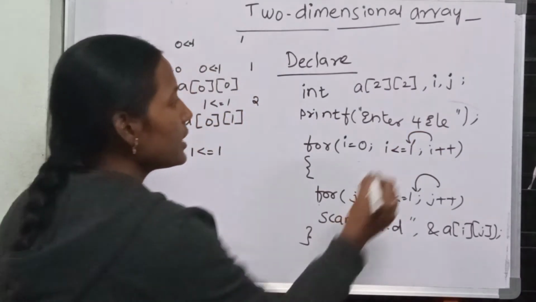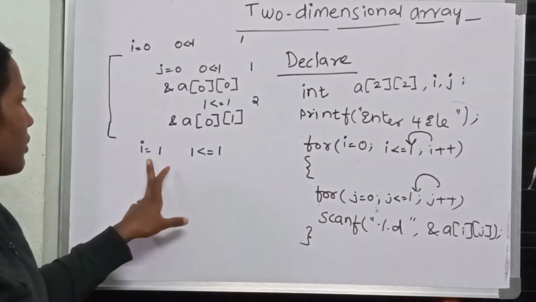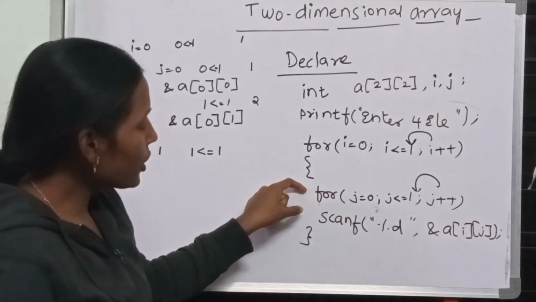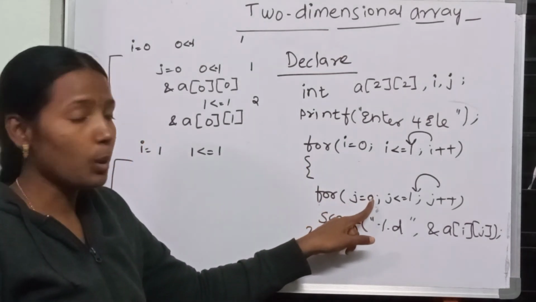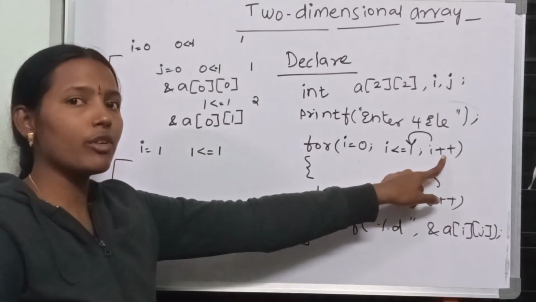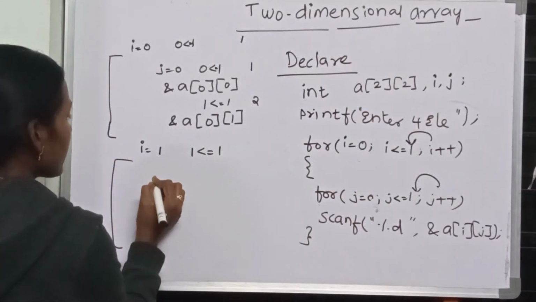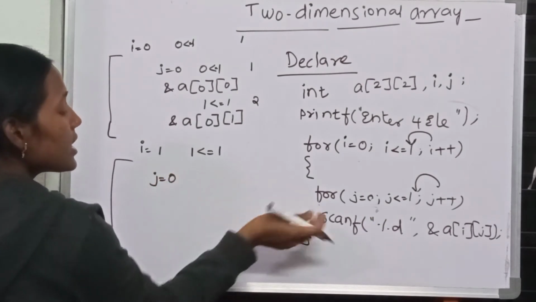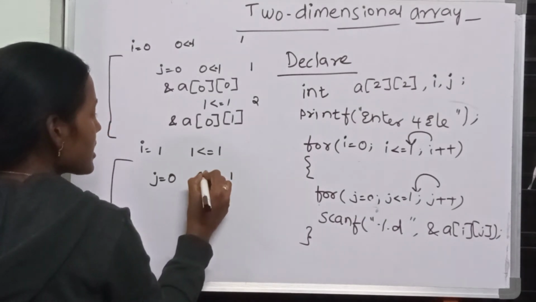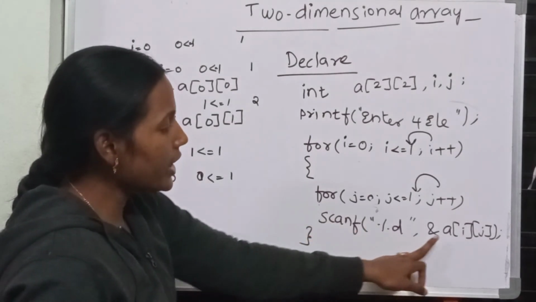Here i becomes 1, so this value is passed back. 1 is less than or equal to 1, so again this block has to be executed. Again the for loop is started. Now again, what do you do? j is equal to 0. In the previous loop j became 2, but again we are running with the new value of i. In this case j becomes 0 only, not 2. That means we are again initializing the second for loop j with 0. 0 is less than or equal to 1. The condition is true. What are we accepting? scanf %d of a of i, j.